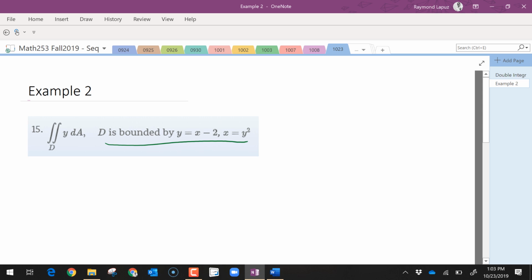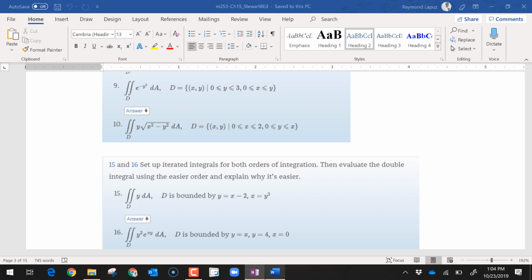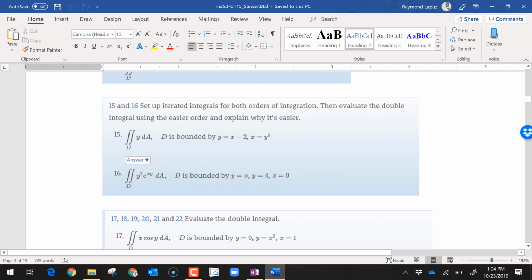Again, it's up to you to know these functions. Oh, this is the one Bryce did. I'm going to change the problem. Is it okay? Nah, get rid of it. Let's do number 16.